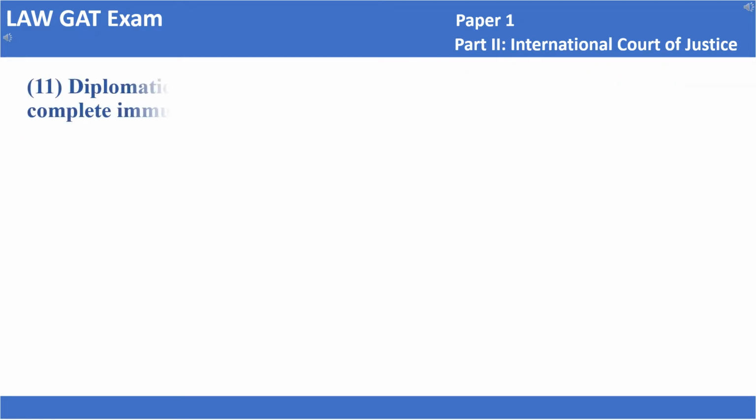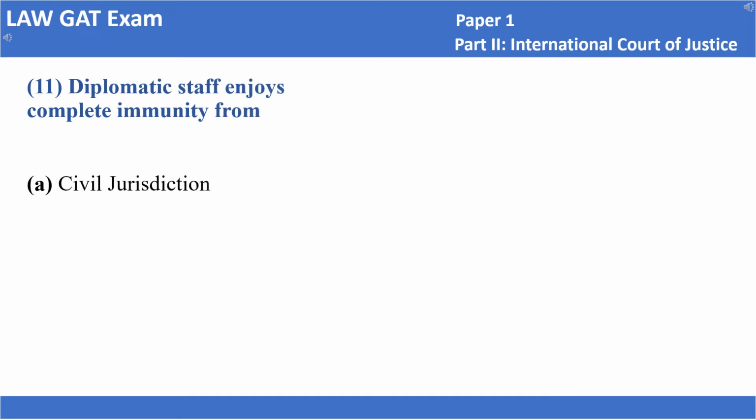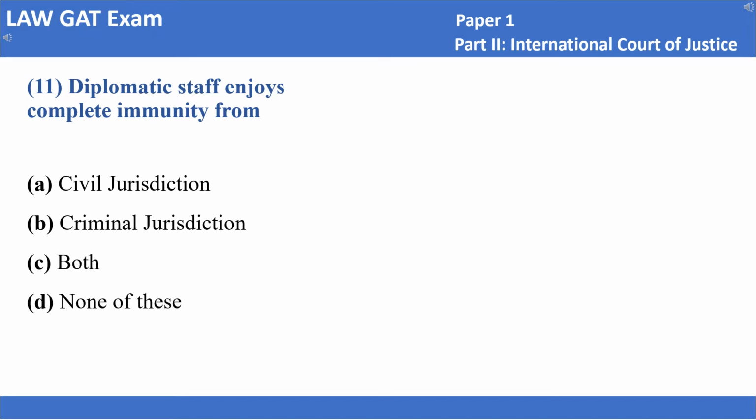Diplomatic staff enjoys complete immunity from, is it option A, civil jurisdiction, option B, criminal jurisdiction, option C, both, or option D, none of these? The correct answer is option C, both.